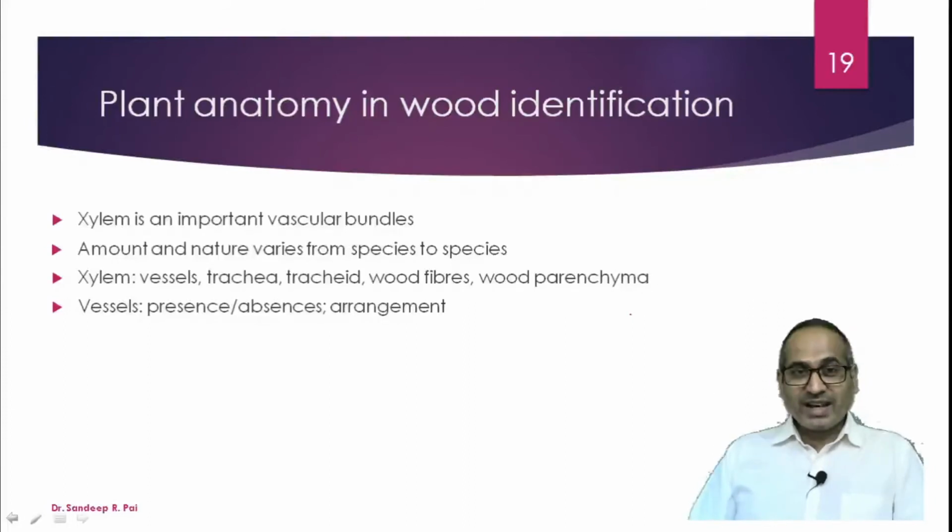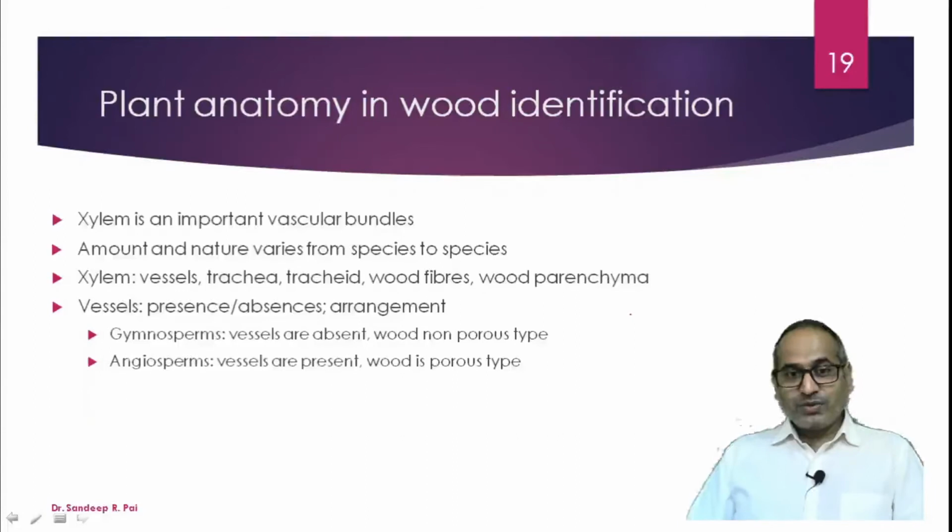So these characters will help in wood identification. For example, I will give you gymnosperms. In gymnosperms, vessels are absent and the wood is a non-porous type of wood. When it comes to angiosperms, vessels are present and the wood is porous type.